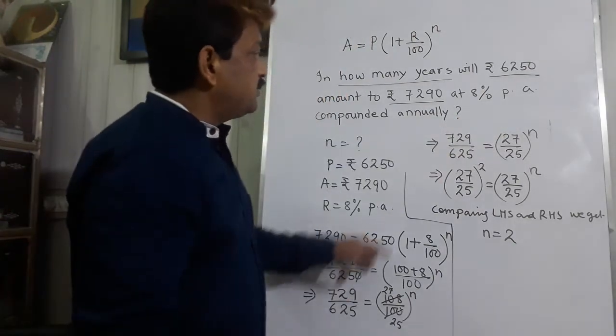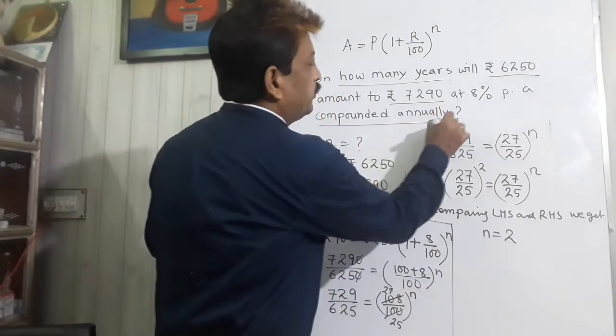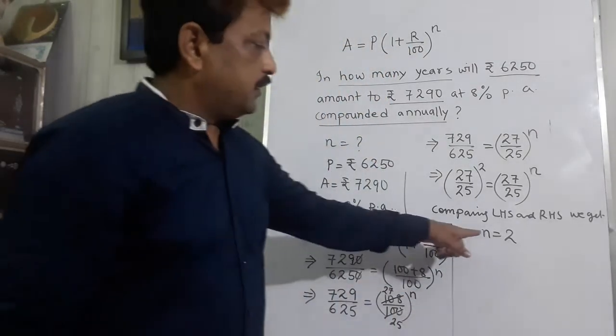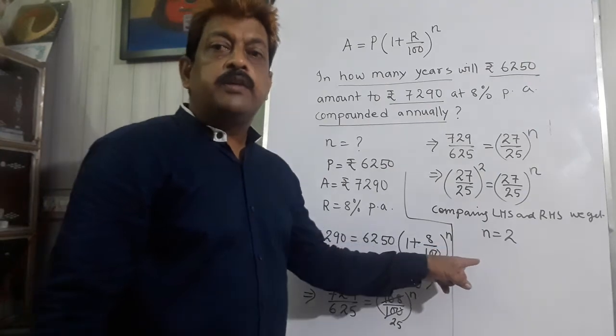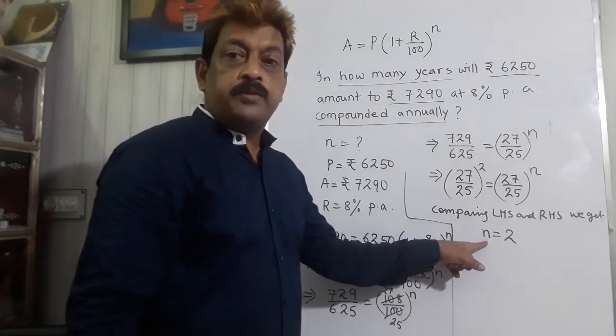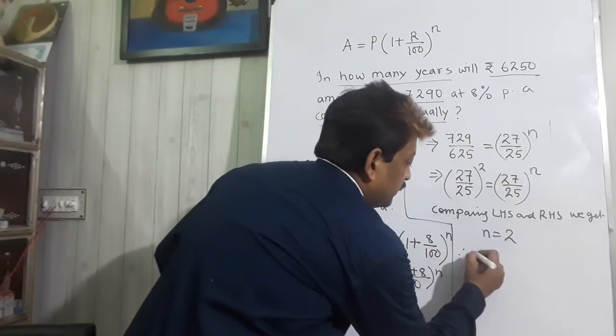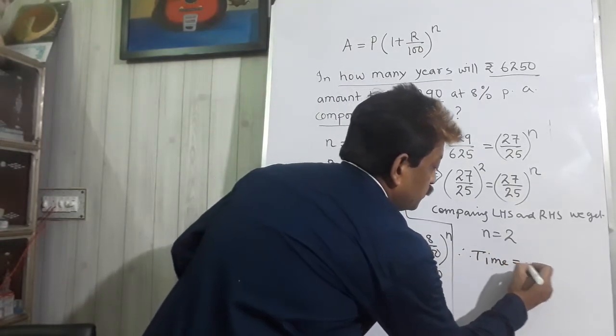Okay. Now since it is a case of compounded annually, I have told you earlier also that in case of annual rate of interest, the conversion period, that is n, and time are same. Therefore we can write time is equal to 2 years.